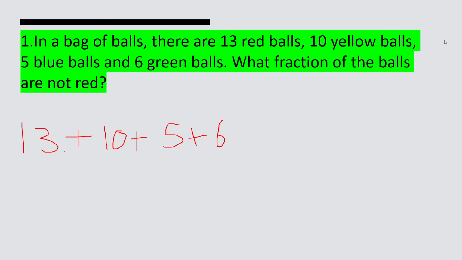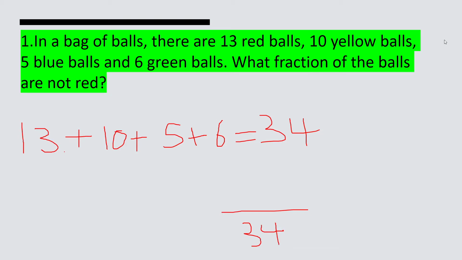So what we have to do is first find the denominator, the total amount of balls, which in this case is 34. So we now know our denominator is 34. Now we just need to find a numerator.